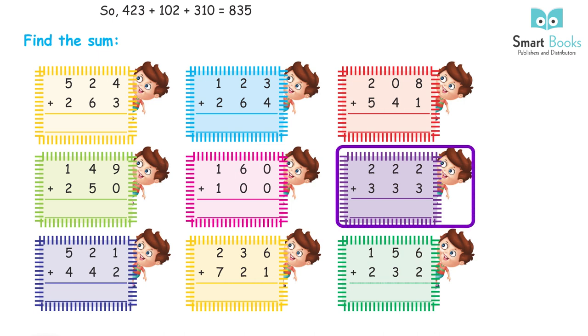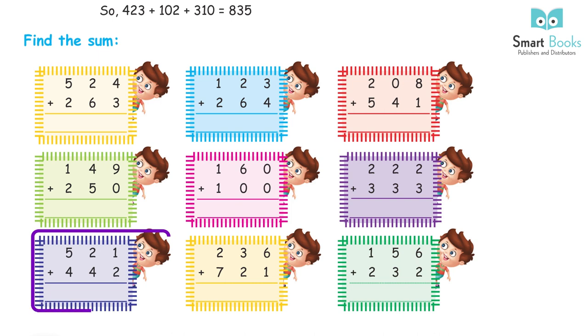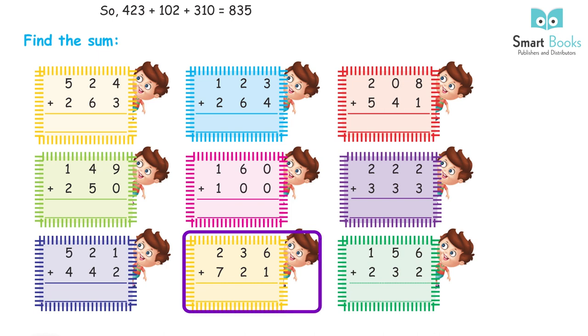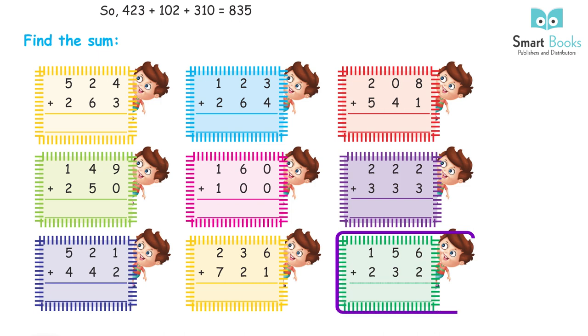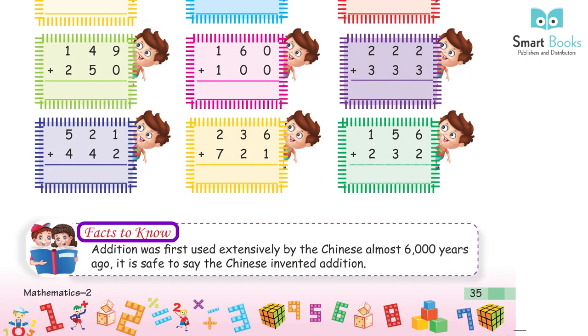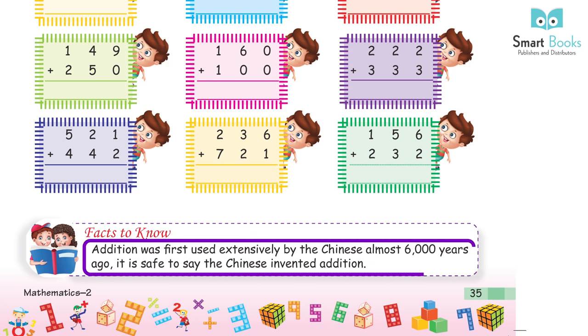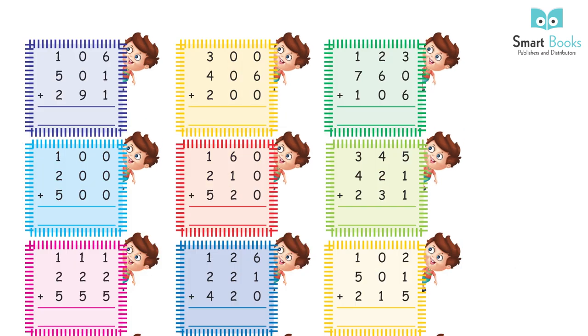222 plus 333 is equal to 555. 521 plus 442 is equal to 963. 236 plus 721 is equal to 957. 156 plus 232 is equal to 388. Facts to know. Addition was first used extensively by the Chinese almost 6,000 years ago. It is safe to say the Chinese invented addition.